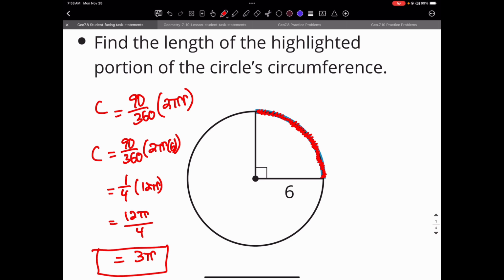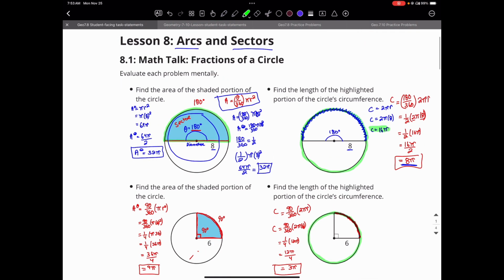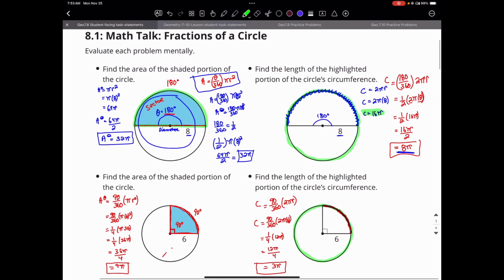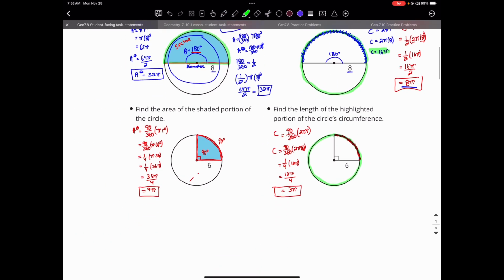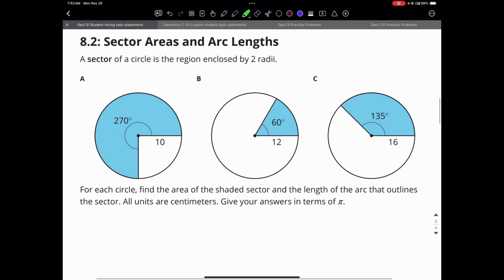If we were trying to find the circumference of the entire circle, of course it would be 4 times that amount, so that would be 12 pi, okay? But we were only looking for that sector. All right, so that's going to be one of the biggest challenges you'll face on your LEAP test. They love giving sector problems with area and sector length, so it's definitely something to be cognizant of and to make sure you know how to solve.